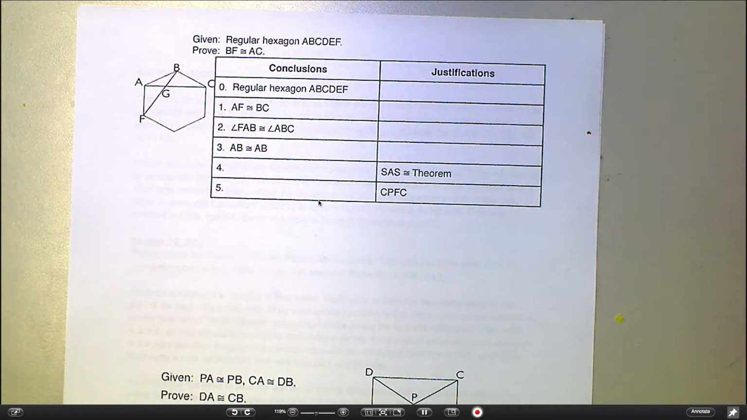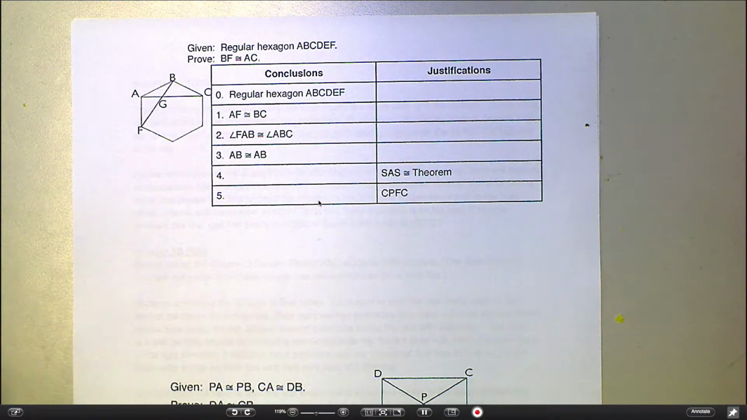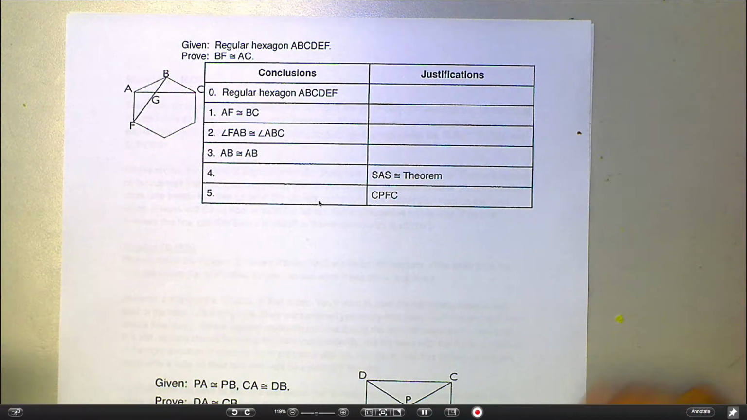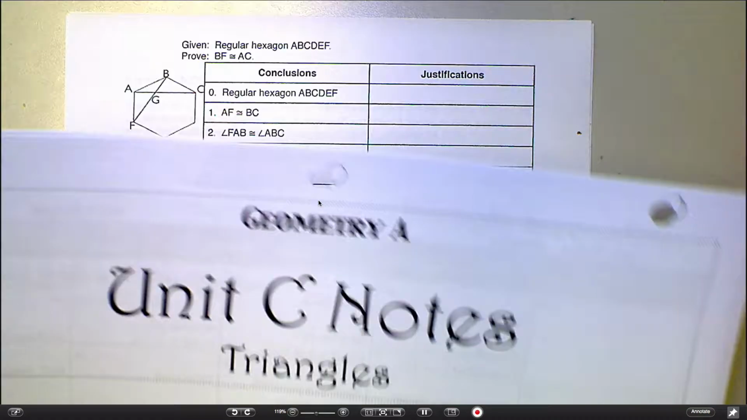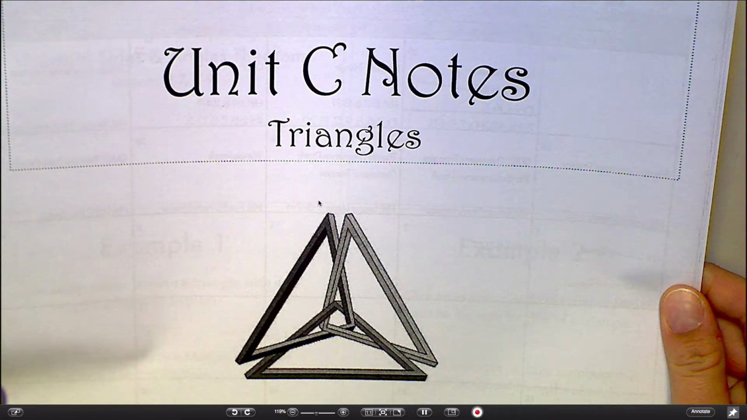Guys, so today we're going to continue talking about proofs with triangles. What I'd like to do right now is go through the last two examples from your notes packet. Now mine look a little different. I printed them out so they look a little bigger, but these are the same as the last two that are in your notes packet.